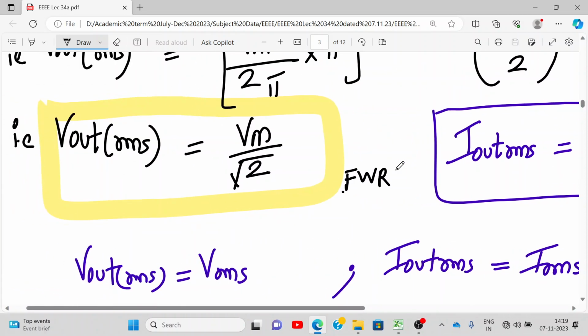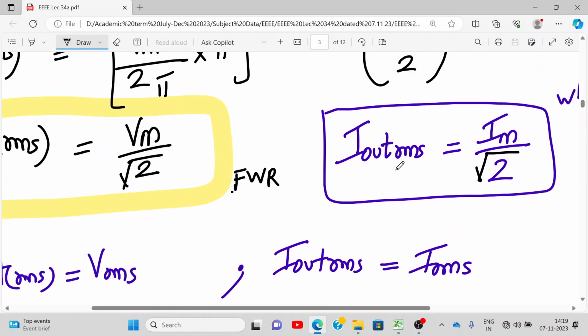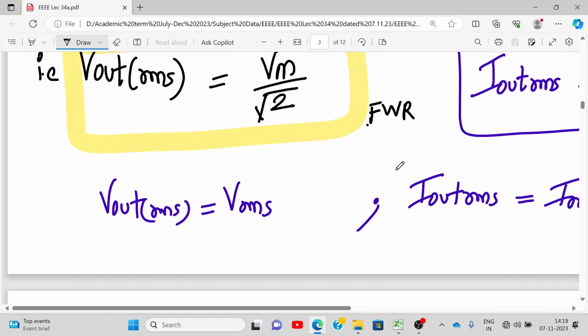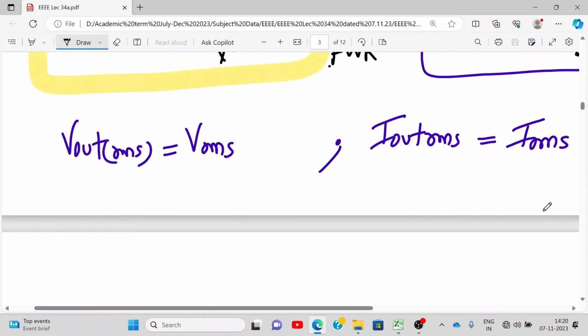And what about I out RMS? I out RMS is Im by root 2. And what is Im? Vm upon RL. So I out RMS is Im by root 2. Completed? We can write in short form, instead of V out RMS, VRMS, and instead of I out RMS, IRMS. It means the same only. Now we have the expressions for V out average, I out average, V out RMS, I out RMS.